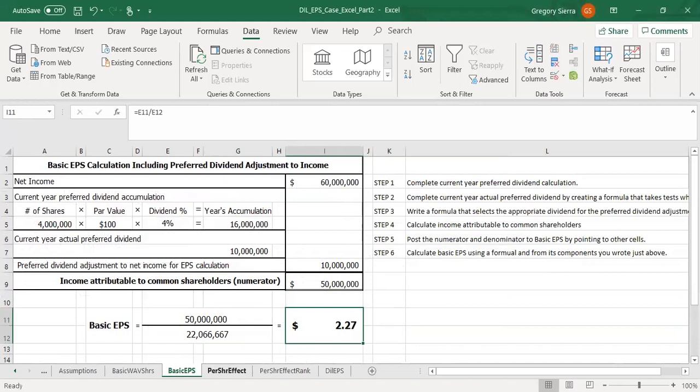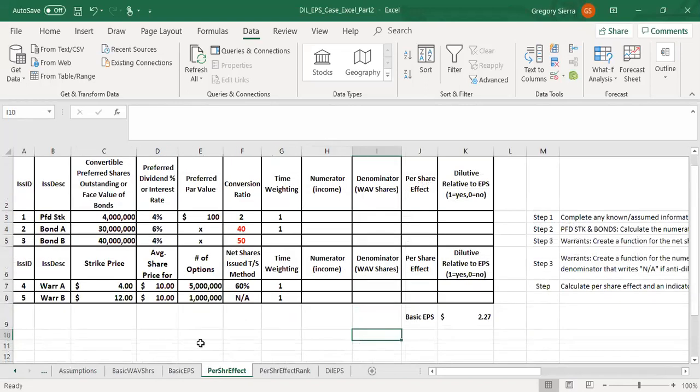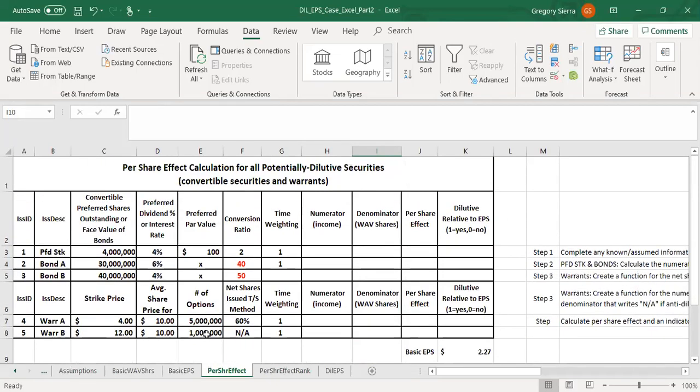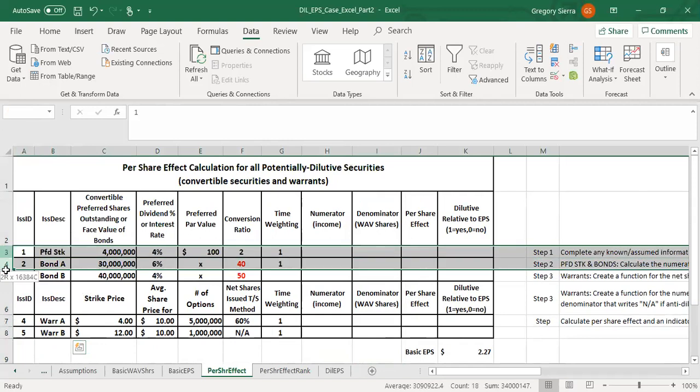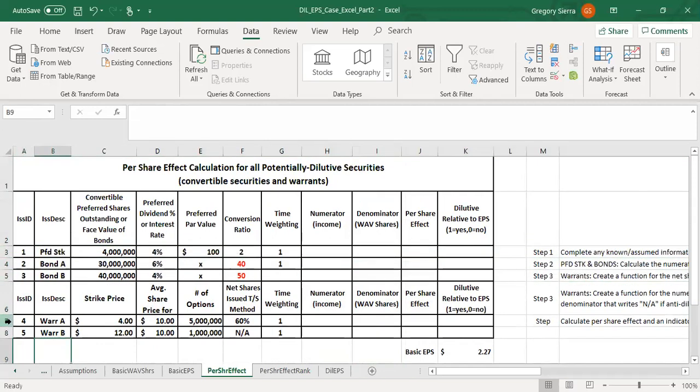So what we're going to do in this part is focus on the diluted EPS calculation, and the first part of that is calculating the per share effect of each security. What I've put in here for you is most of it. I added this thing called issue ID so that we can use a VLOOKUP later. Here's a description of the securities, and I've separated it into a panel with preferred stocks and bonds because they're kind of similar. Warrants are totally different.